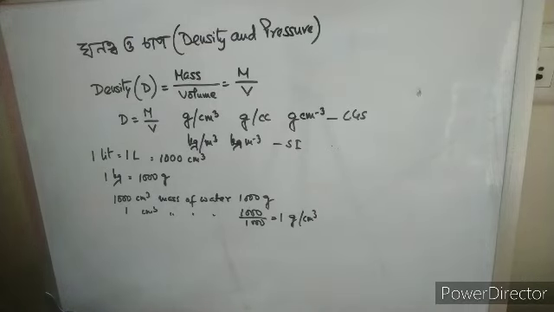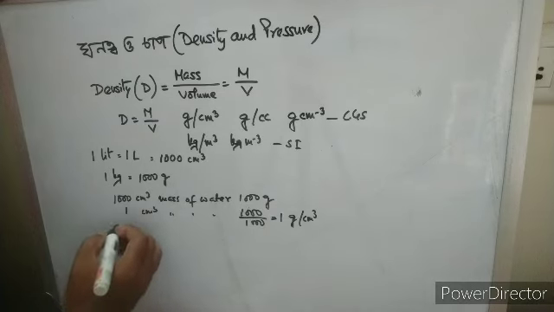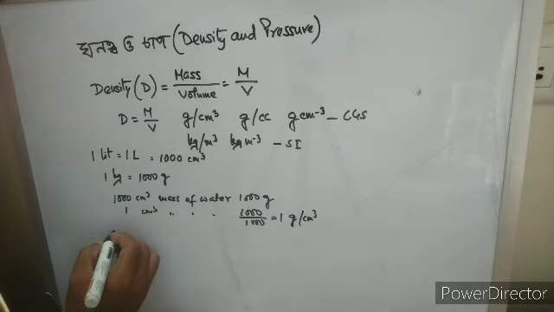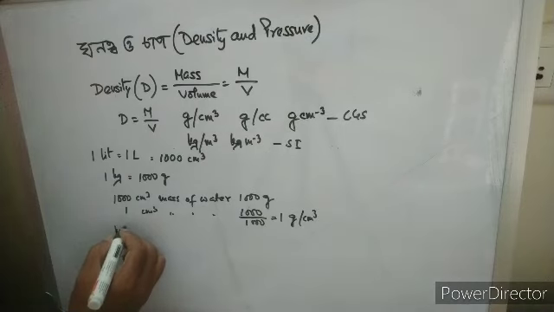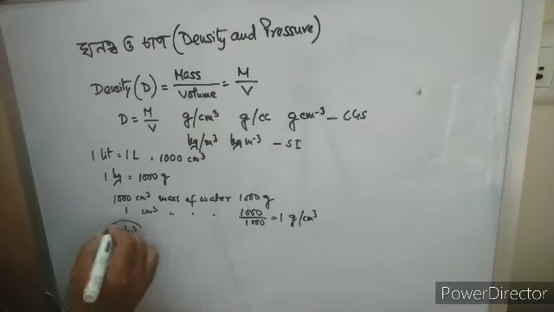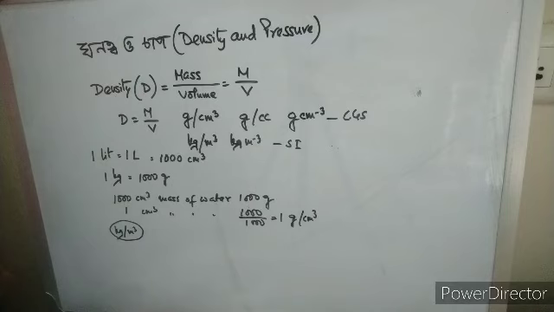Now if you want to convert it in SI system, what is the process or what is the value of it? First of all, we have to convert. Our main target is to reach kilogram per meter cube unit. If we want to express the density of water in SI system, we have to convert it in kg per meter cube unit.